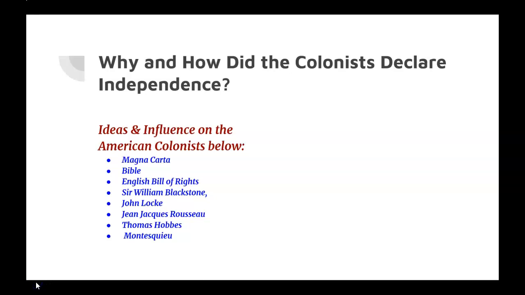The assignment you'll be doing after this presentation will require you to apply some of the ideals that are promoted in these documents and among these great thinkers to the grievances in the Declaration of Independence. Please connect as many grievances as you can to at least 5 of the influences listed here. I will include more specific instructions in Google Classroom.